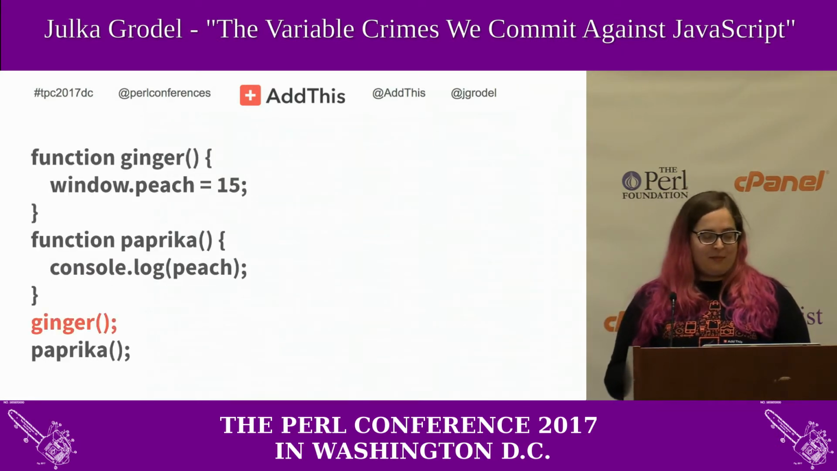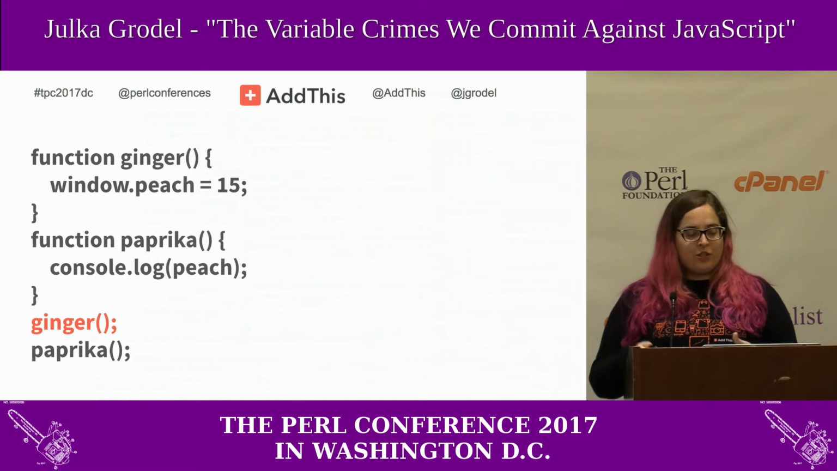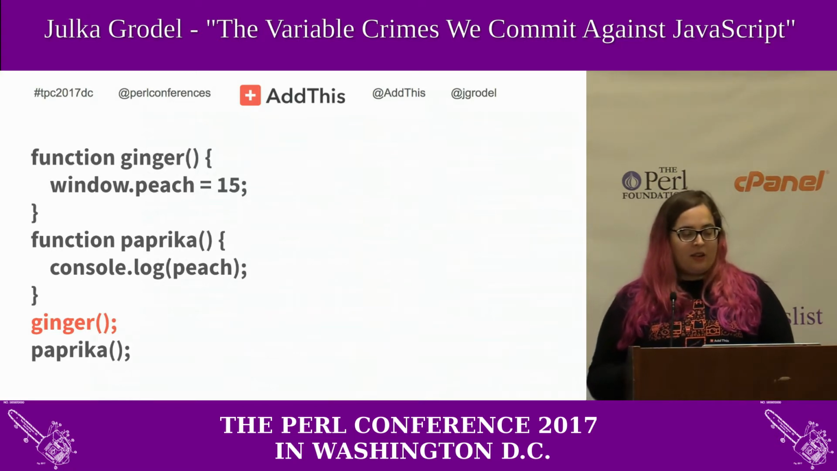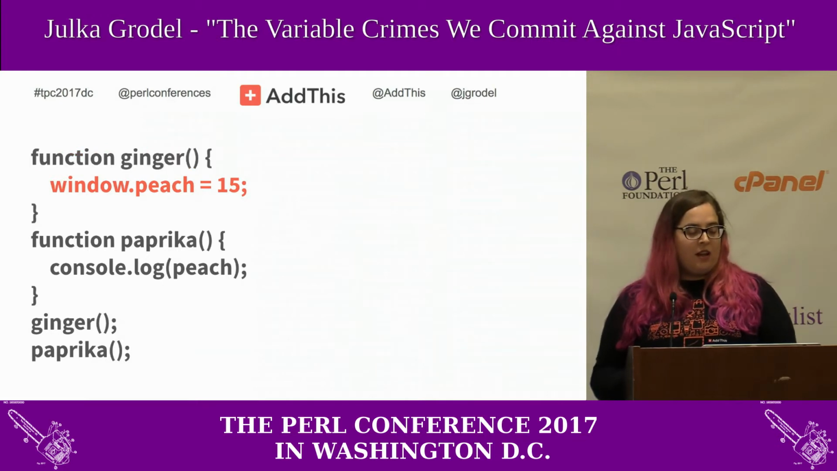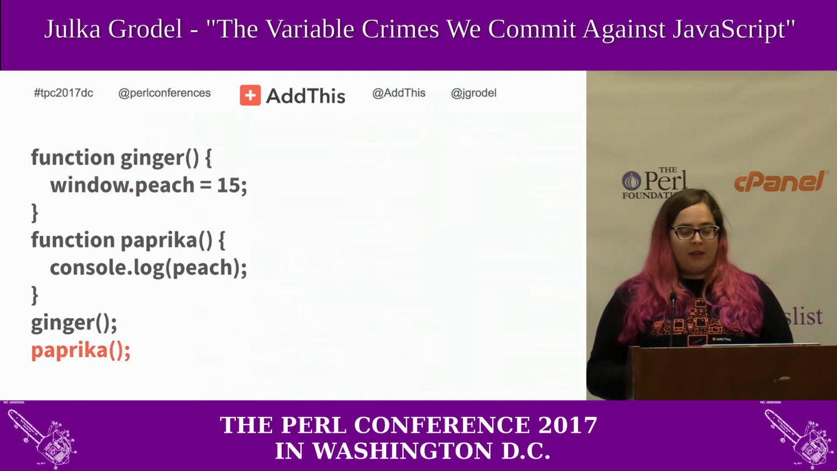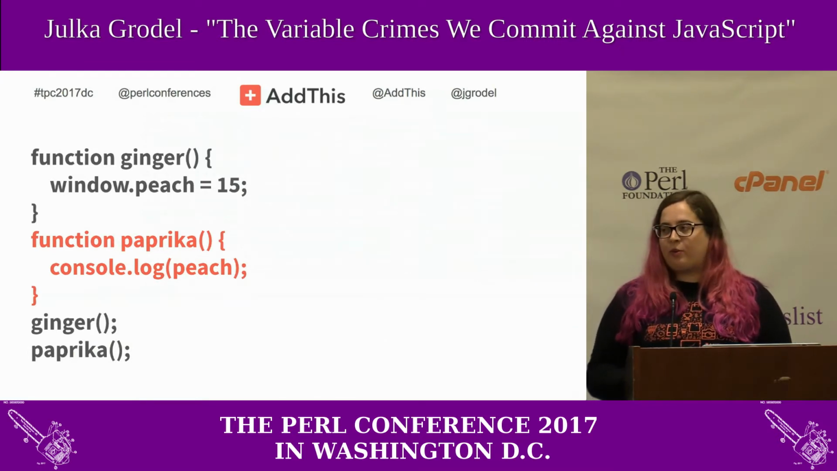All right, here's another example. So I define 2 functions, ginger and paprika. And when I call ginger, I'm going to define window.peach equals 15, and then I can call paprika. So what console logs out, what do you think would console log out here with paprika?